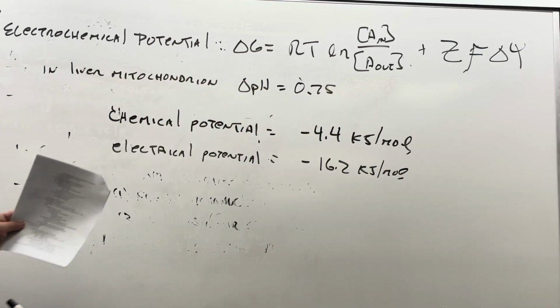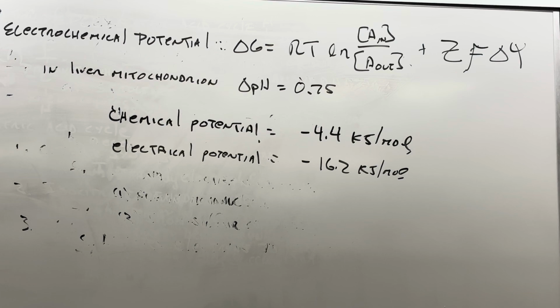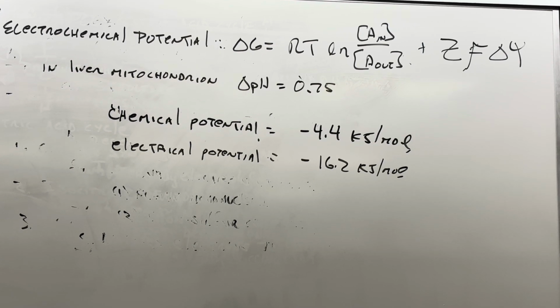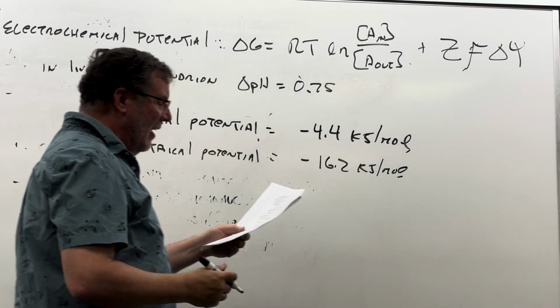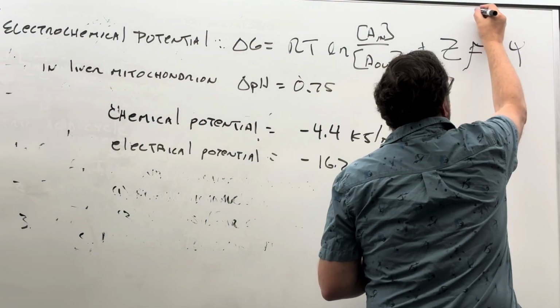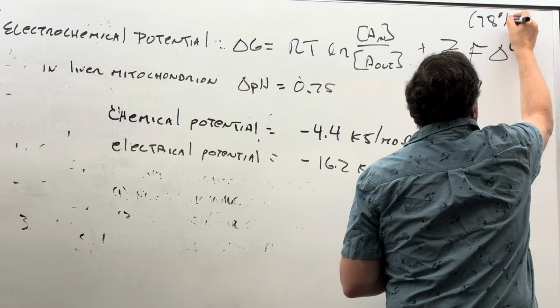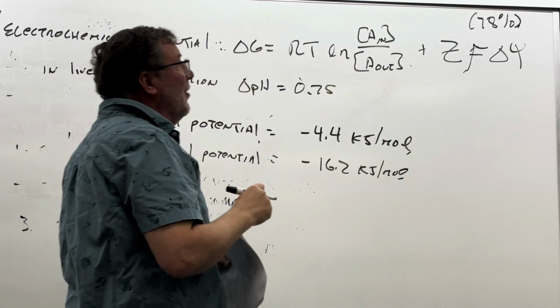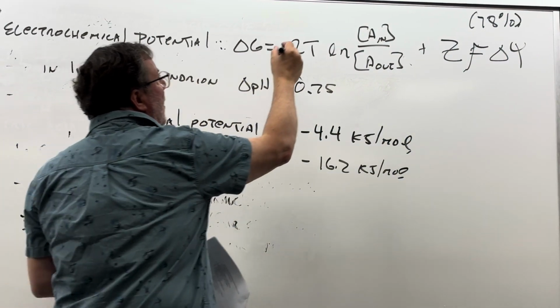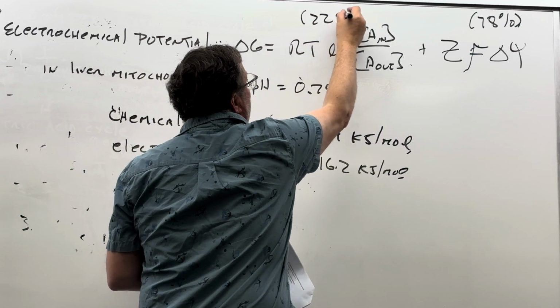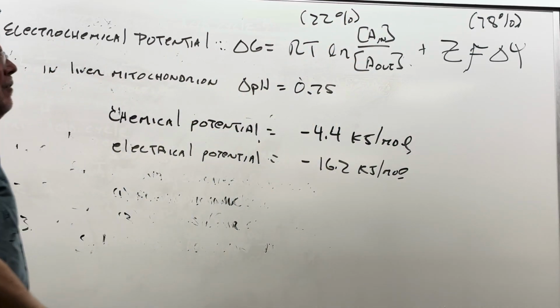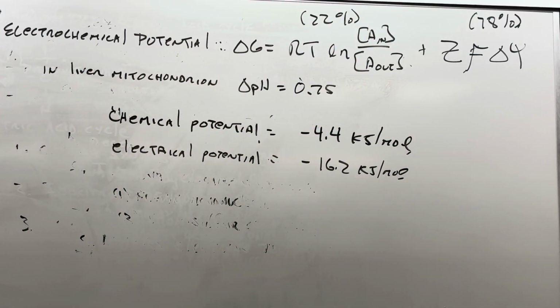Are we still talking about the liver? This is still in the liver mitochondria. So this is an example. And what I'm really saying is that of the overall driving force for this, about 78% is electrical, and about 22% is just due to the difference in concentration.